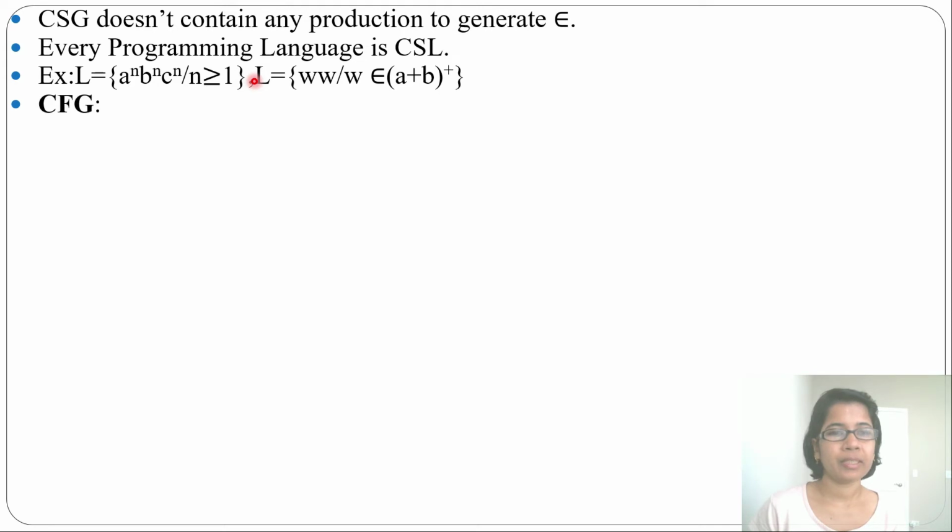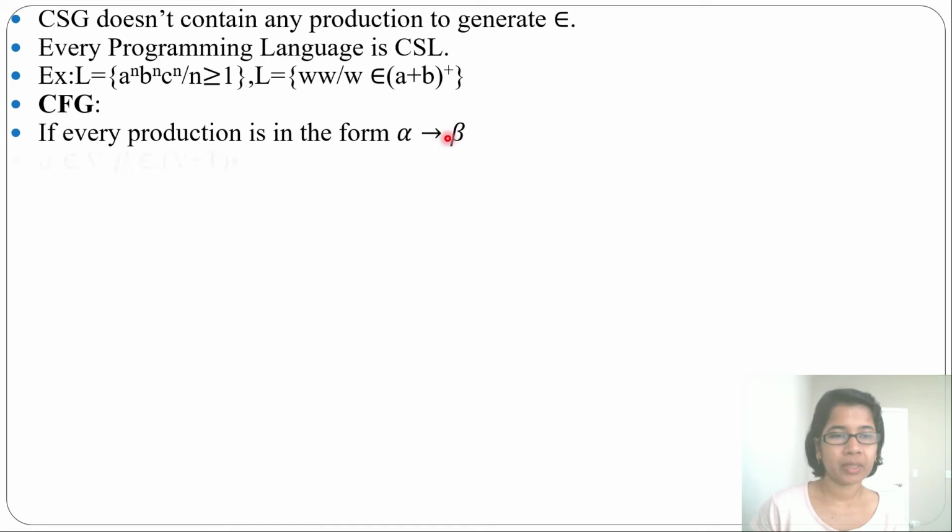Next, context free grammar. Every production is in the form of alpha tends to beta, where alpha belongs to variable and beta belongs to (V plus T) Kleene closure. Previously we saw in context sensitive and recursively enumerable grammar, alpha can be (V plus T) positive closure, which means a left side terminal is allowed. But here only a variable is allowed on the left side and the right side beta can be any combination of variables and terminals. Here it is Kleene closure, so epsilon is also allowed.